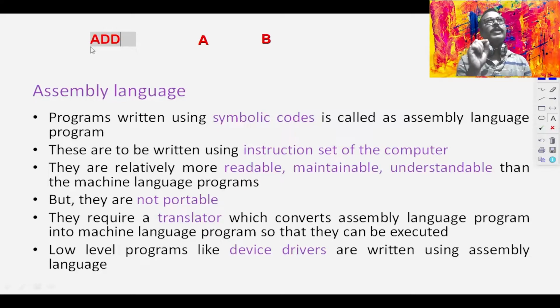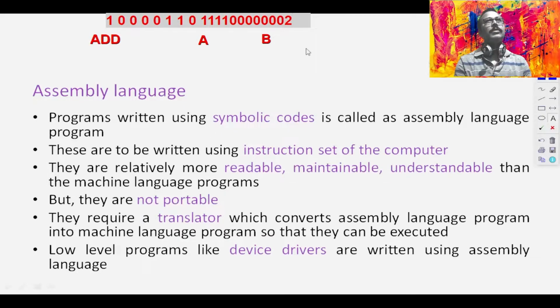So programs are written like this. If there is only machine language, you find only 1 0 0 0, like this. As the number of ones and zeros increases, at some point you can commit mistakes. Whereas in the case of assembly language, symbols are used. A and B represent the symbols. Add is also one symbolic code.